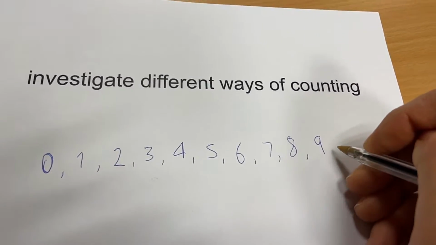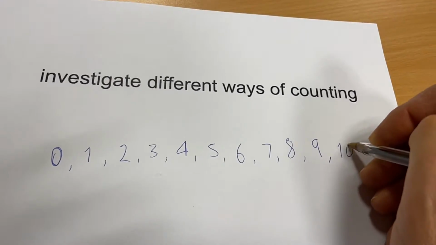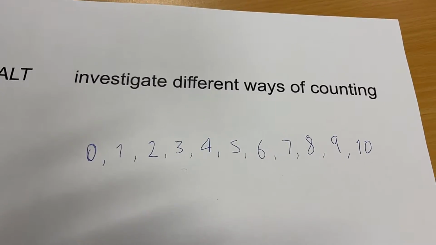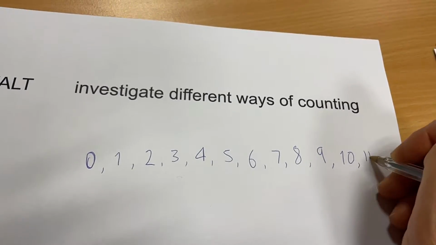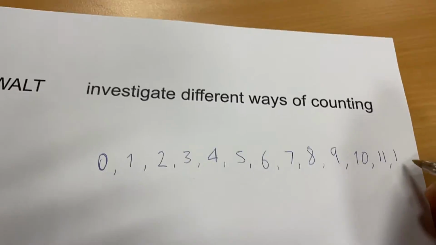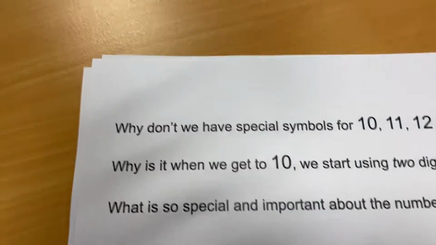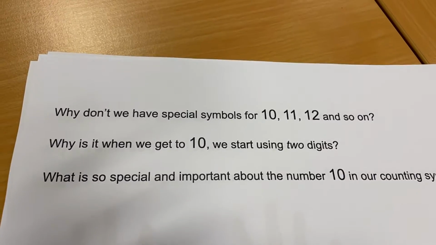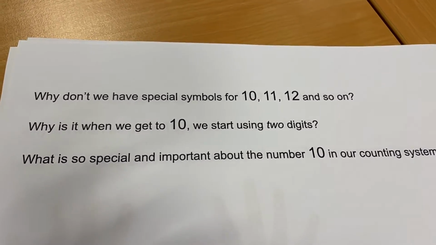We switch from 1 digit to 2 digits. And then after that, we go to 11, 12, and so on. I guess the question I wanted to ask is, why don't we have special symbols for 10, 11, 12, and so on?